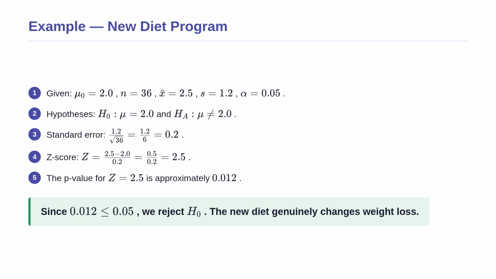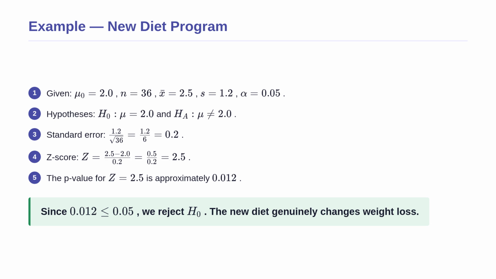Let us walk through a concrete example. Suppose the historical average weight loss for a standard diet is exactly 2.0 kilograms. A nutritionist tests a new diet on 36 people, finding an average weight loss of 2.5 kilograms with a standard deviation of 1.2. We want to know if this new diet is genuinely different using a 5% significance level.